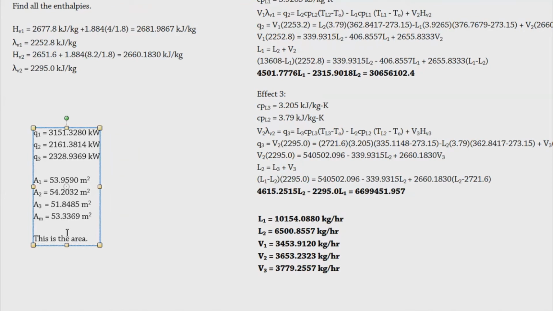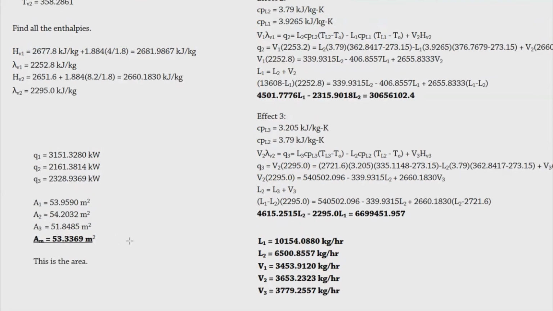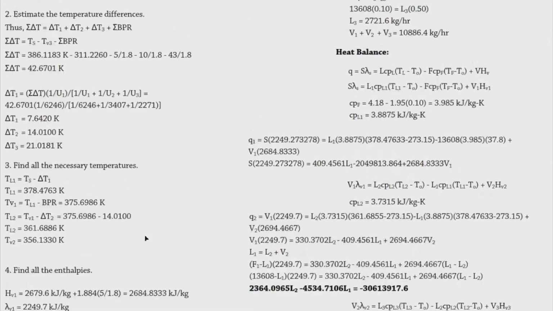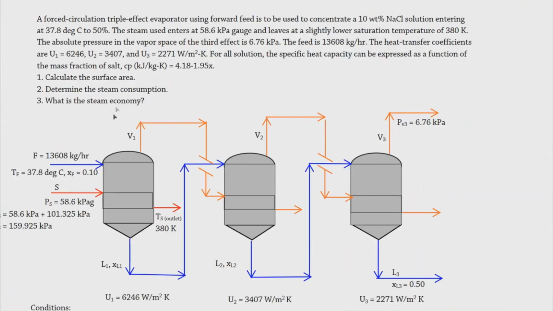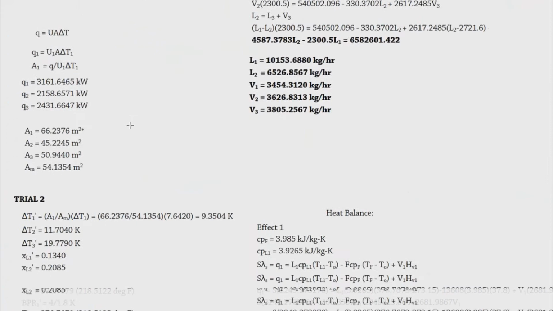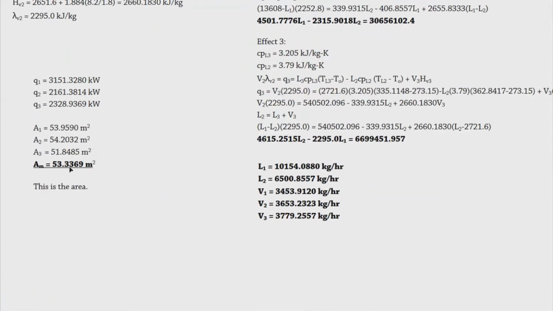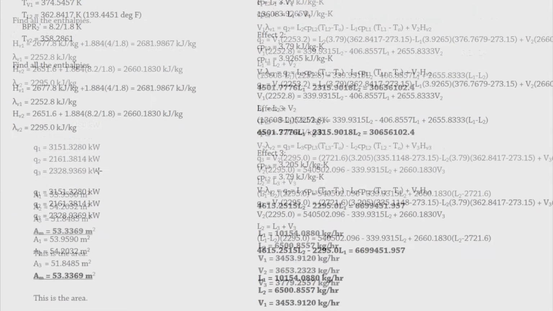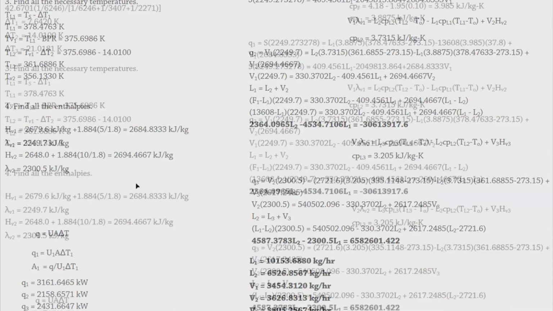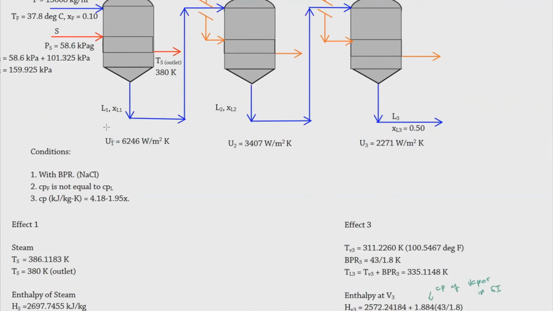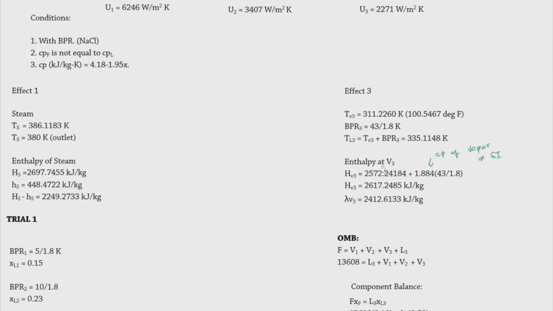Okay, so when reporting the answer, you'll be using this A sub m instead. Okay, so that's our area. So we could say that from this problem, the surface area for each effect is around 53.3 meters squared. Okay, and the next question would be to determine the steam consumption.